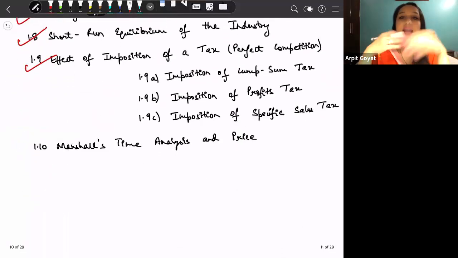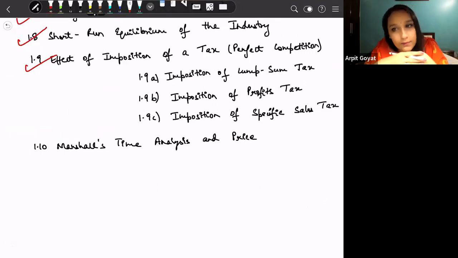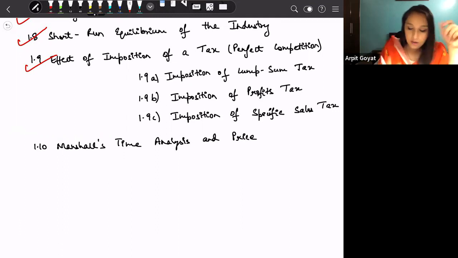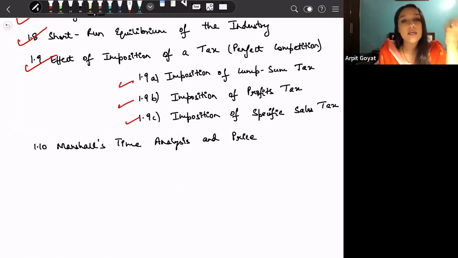Because taxes are majorly of 3 types, we will discuss the imposition in all these 3 types. First is imposition of lump sum tax, imposition of profit tax, imposition of specific sales tax, and then we will discuss Marshall's time analysis and price.